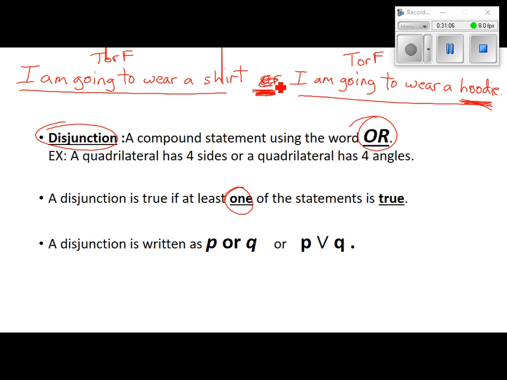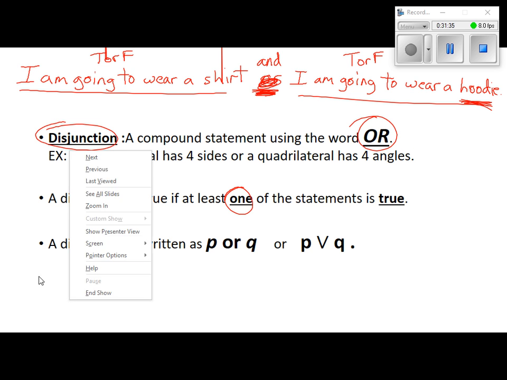Now, if he said this, and we put the word and in there and made it a conjunction, I'm wearing a shirt and a hoodie, and all he's got on is a hoodie, then did he lie to us? Yes. So you gotta check both parts, see if they're true or false, and then decide whether you're dealing with a conjunction or a disjunction.